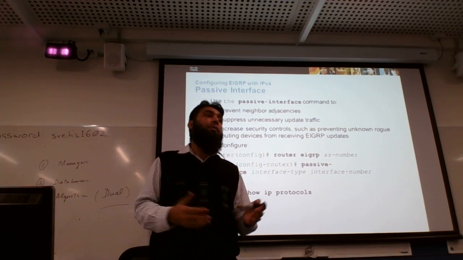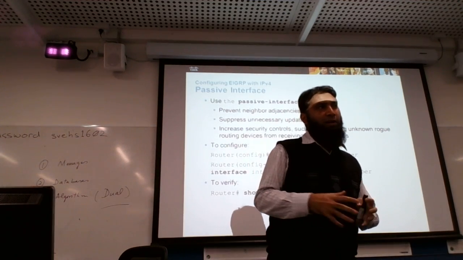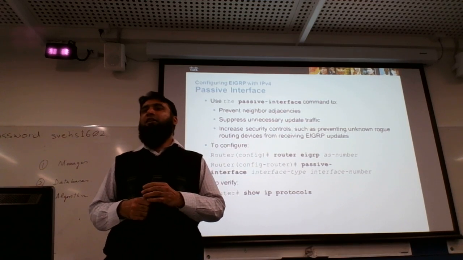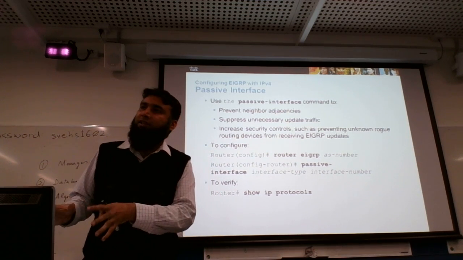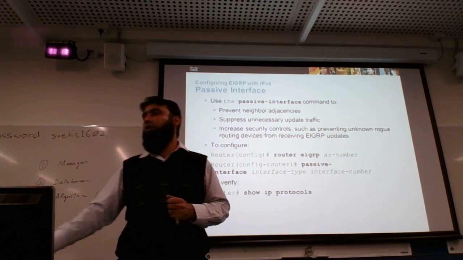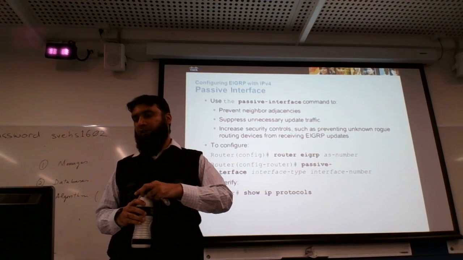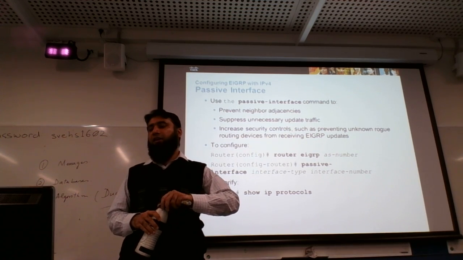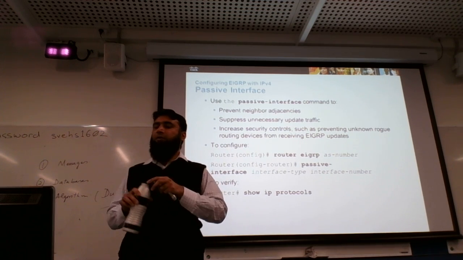It may happen that somebody brings their own rogue routing device and connects over there. Then it receives those messages, and through those messages it can get an idea of the network. So we suppress those messages, any update traffic, with the help of this command.